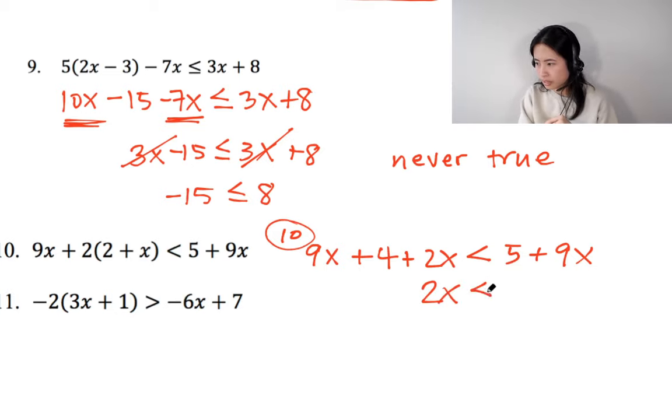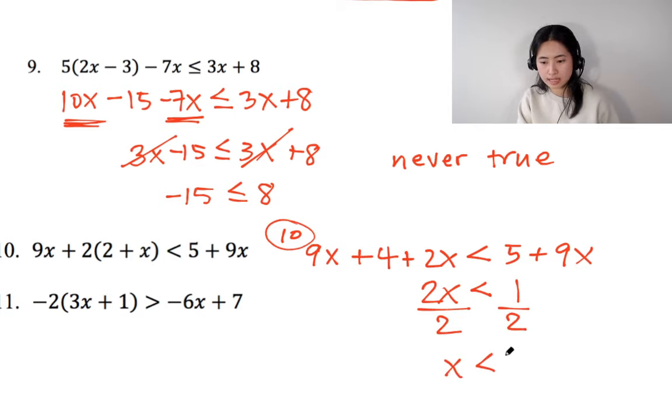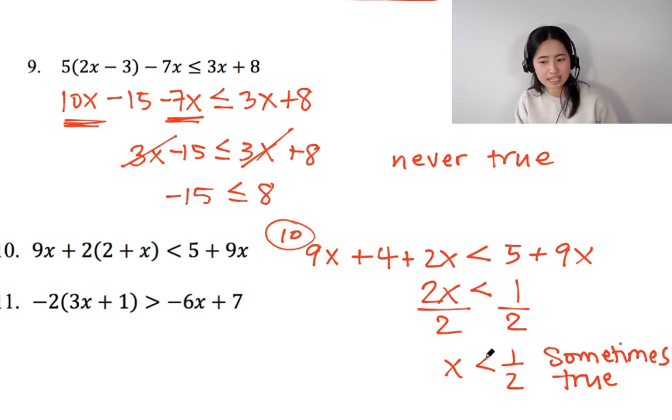And this is going to be less than, and then you have 5 minus 4, which is 1. So divided by 2. Because you have x and this is less than 1/2, you can say that this is sometimes true. Remember, if it's a variable, it could be 1/2, it could be any number that is less than 1/2. So this could be sometimes true. So that's how you go about this question.